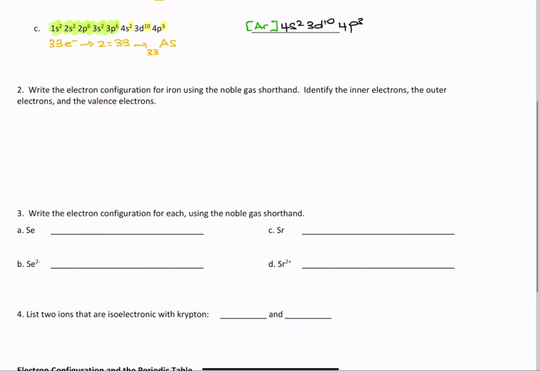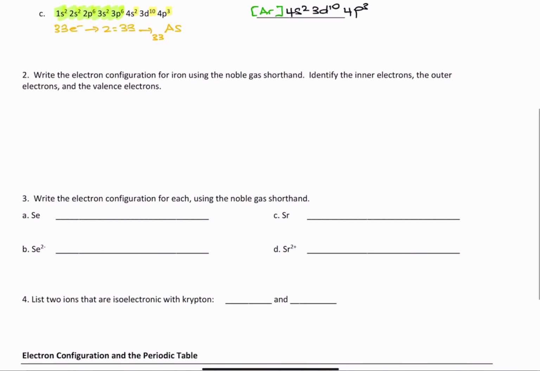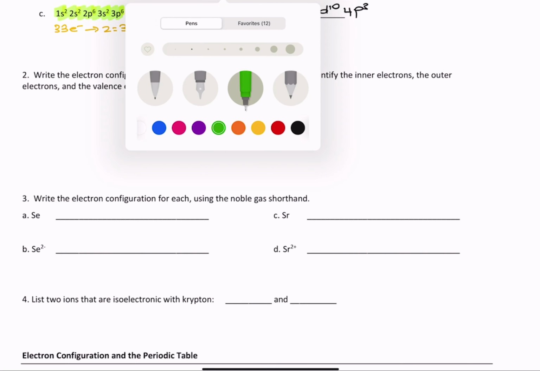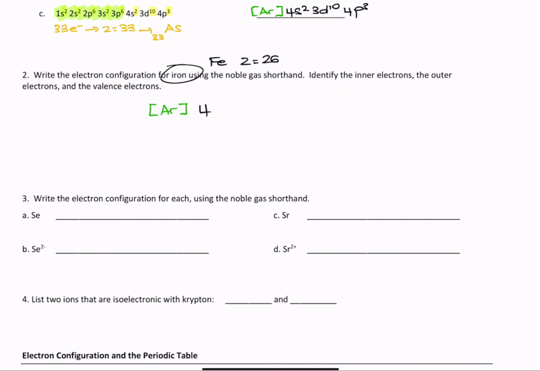Problem 2. Write the configuration for iron using the noble gas shorthand. So remember that the symbol for iron is Fe. The atomic number for iron is 26. If you look at your periodic table, the noble gas that comes before is argon. And then going through the periodic table, 4s2, 3d6. So we have here with argon the 18 inner electrons.